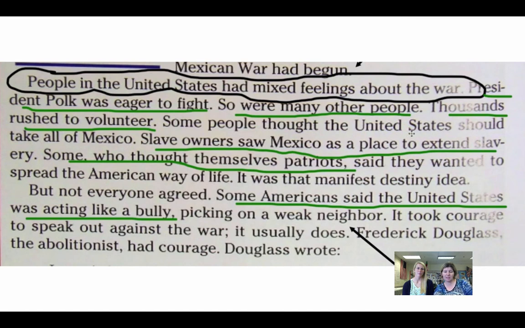Okay, we hope you understand claims and reasons and evidence, and now you can go off and try to begin to make your outlines for your papers. Go ahead.